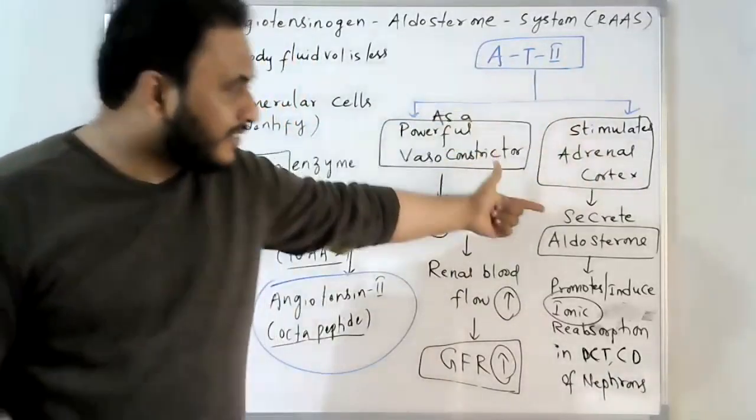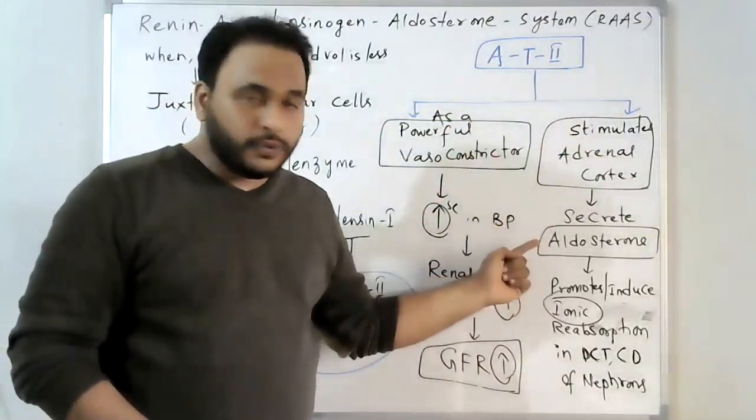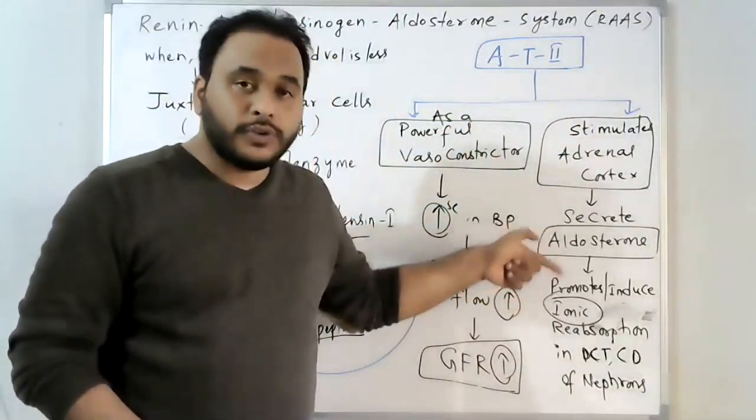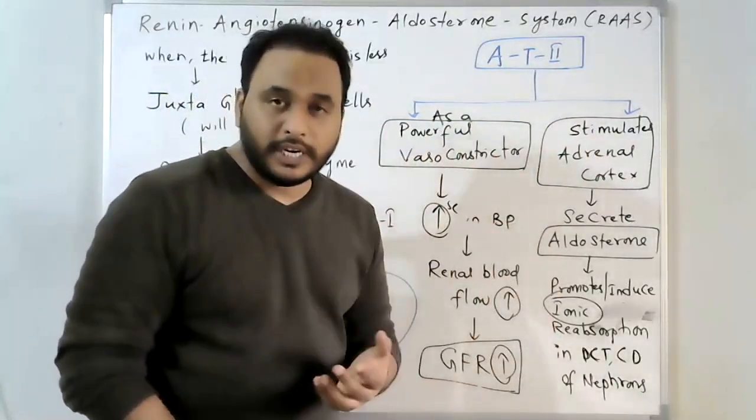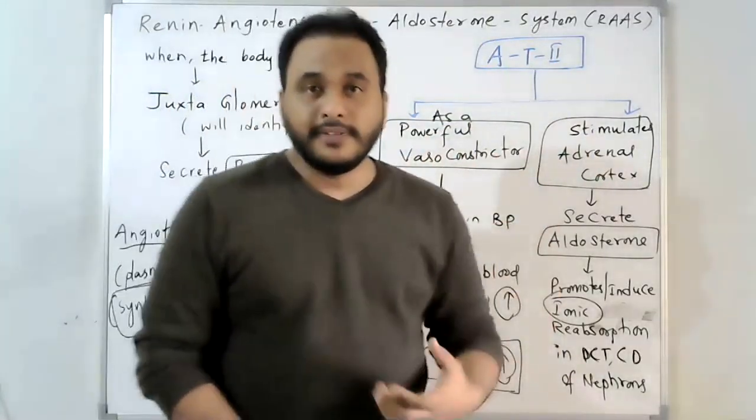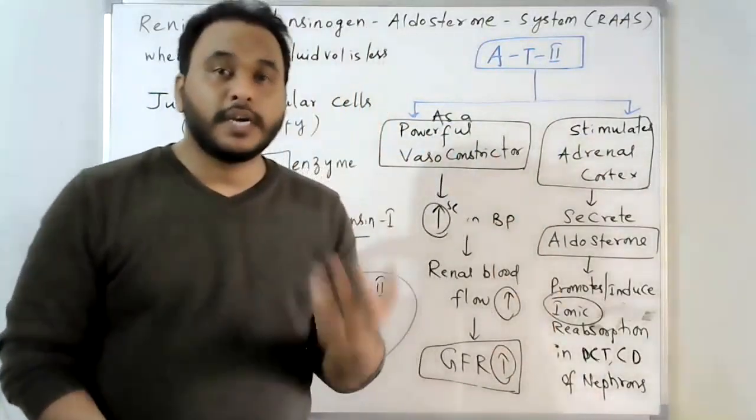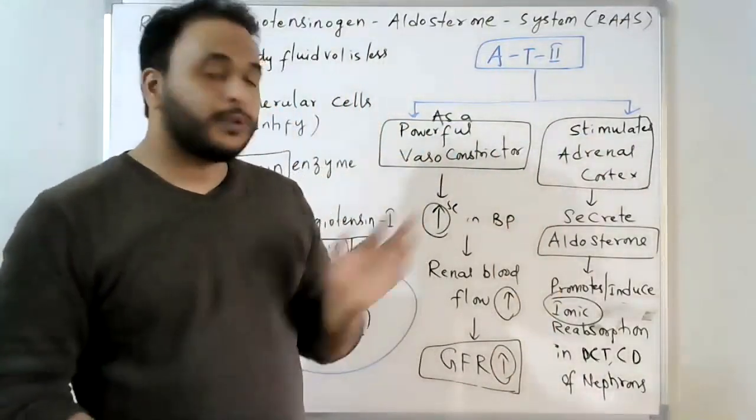Thereby, the adrenal cortex secretes a hormone called aldosterone, and further, this aldosterone will promote ionic reabsorption from the nephric filtrate, so that the concentration, the tonicity of the urine, will become increased as a result. So, this is the RAAS mechanism.